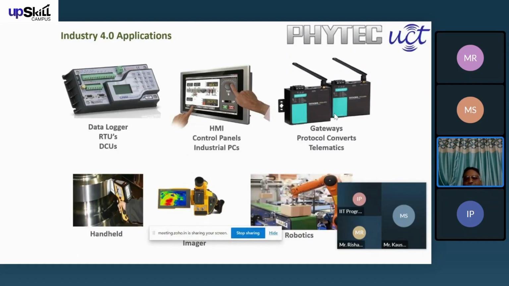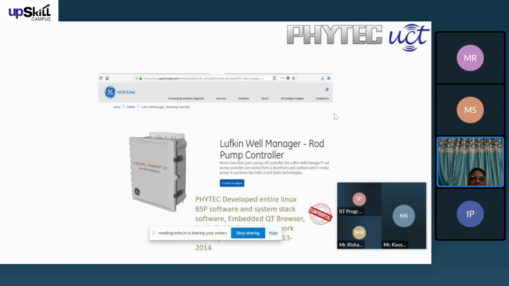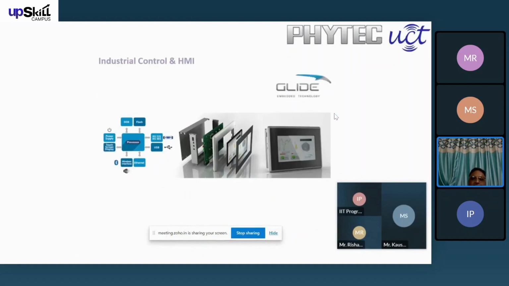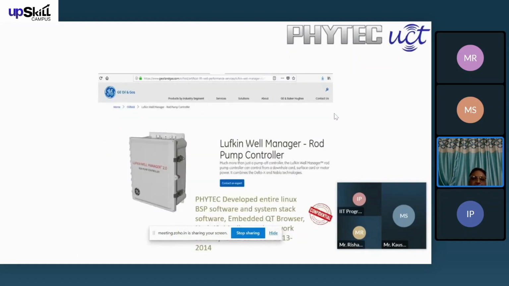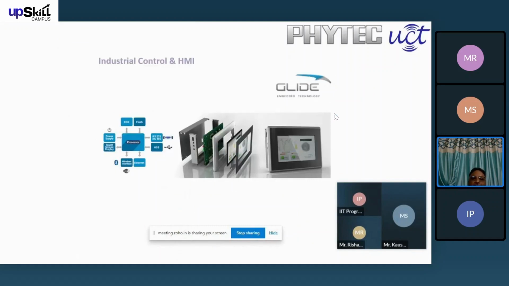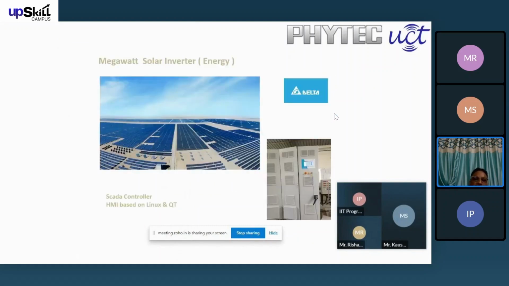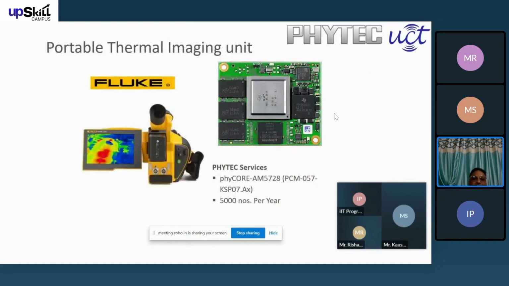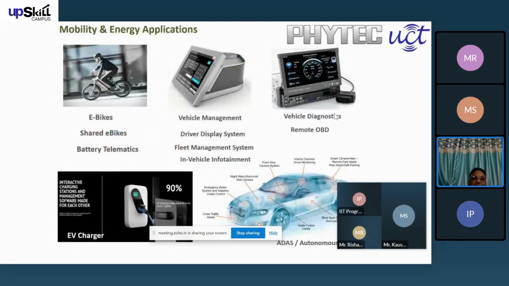So you can see data loggers, human machine interface, control panels, gateways, smart manufacturing like robotics, thermal imager, and handheld scanners. These are working examples which have been utilized by General Electric, where we made the Lufkin Well Manager. Then we have HMI for Glide. Similarly for Delta, you must be knowing Delta very well. Fluke, thermal imaging system. Then in mobility and energy applications, we have e-bikes, shared e-bikes, battery telematics, EV charger, vehicle management system, device driver, fleet management system, in-vehicle infotainment, vehicle diagnostic, and remote OBD.